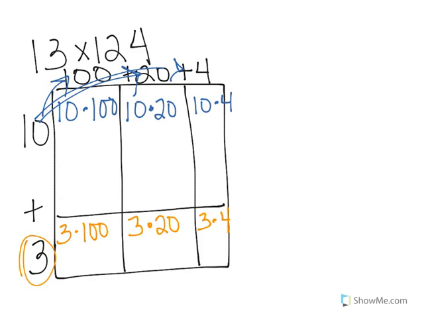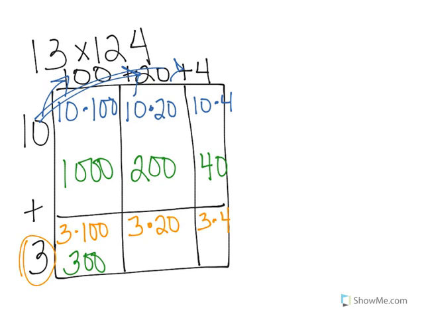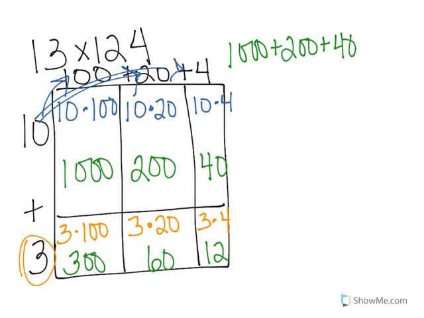And now let's go ahead and record our partial products. 10 times 100 is 1,000. 10 times 20 is 200. 10 times 4 is 40. Here we have 300, we have 60, and we have 12. It's so nice to do this kind of recording because it really helps us if we have an error. We can find it immediately. Oh, and here's my 60. I almost forgot to record that as I'm talking about errors.